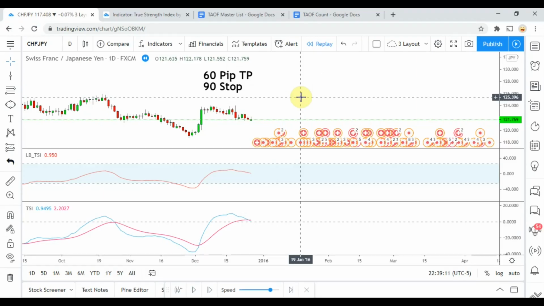Welcome back, viewers. Today we will be testing the True Strength Index indicator.